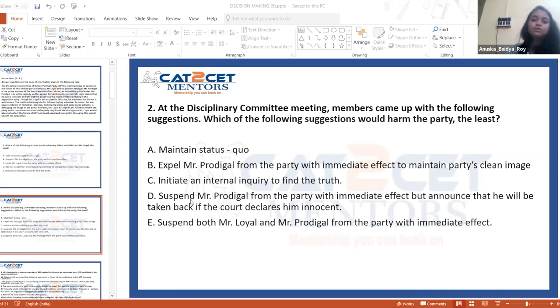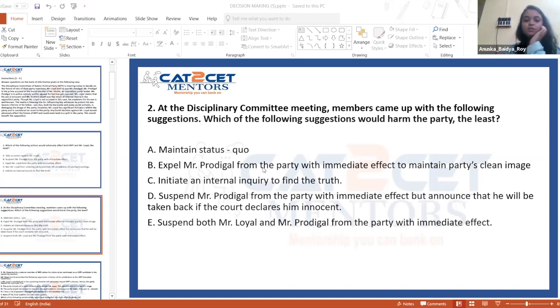Let's look at D. In D, we have suspend Mr. Prodigal from the party with immediate effect, but announce that he will be taken back if the court declares him innocent. Do you see? What is the party doing? The party is saying let's suspend Mr. Prodigal, but we are not permanently suspending him. Let the court proceed, and if the court declares this person innocent, we will take him back. On one side, the party is maintaining its image in front of the public because it is suspending Mr. Prodigal. On the other side, it is maintaining its relationship with Mr. Loyal because it has said that if he is proven innocent, he will be taken back. Do you see? So till now, what is the best possible option that you can see?